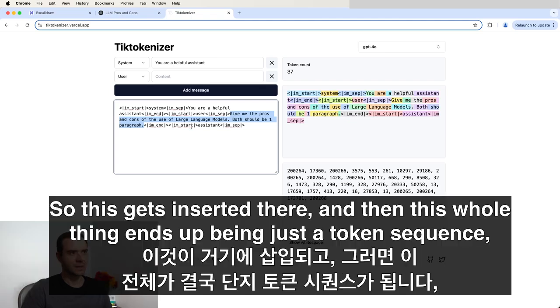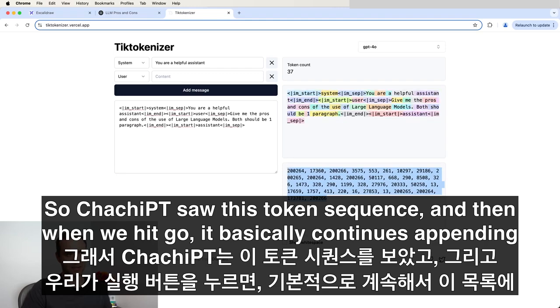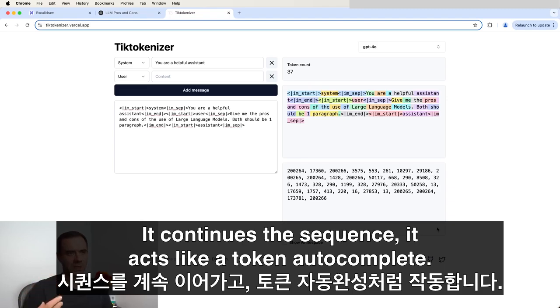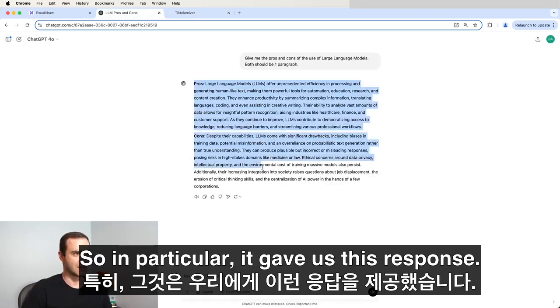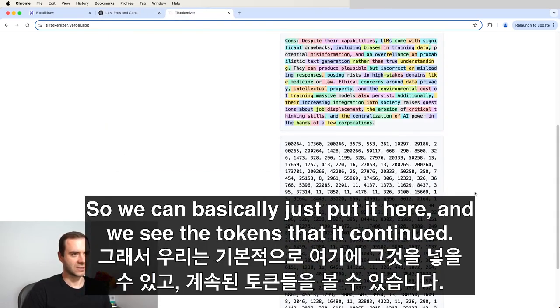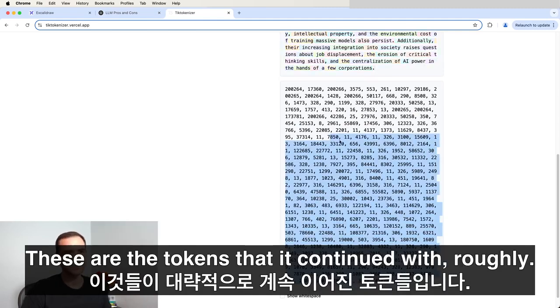So this gets inserted there, and then this whole thing ends up being just a token sequence, a one-dimensional token sequence under the hood. So ChatGPT saw this token sequence, and then when we hit go, it basically continues appending tokens into this list. It continues the sequence. It acts like a token autocomplete. So in particular, it gave us this response. So we can basically just put it here, and we see the tokens that it continued. These are the tokens that it continued with, roughly.